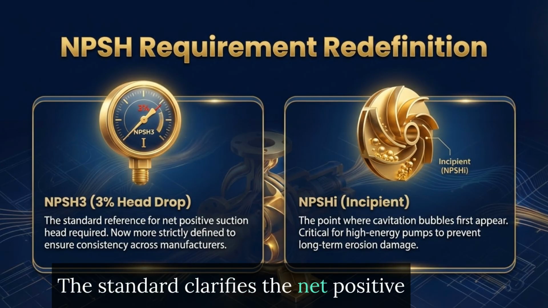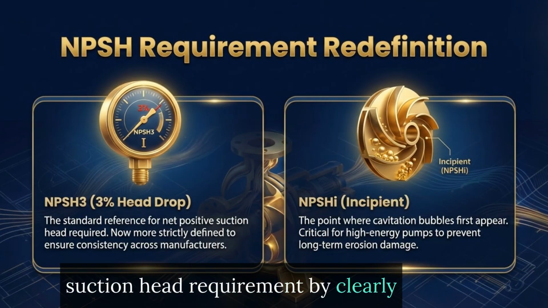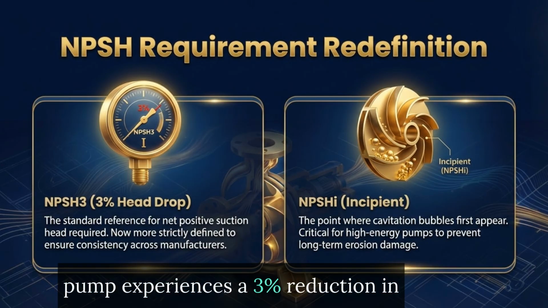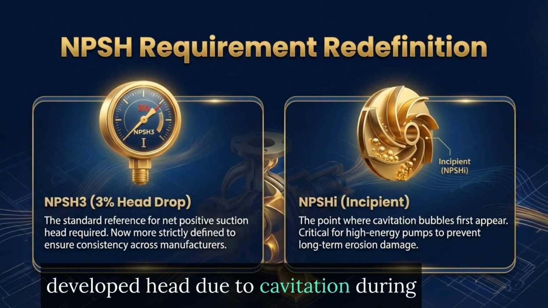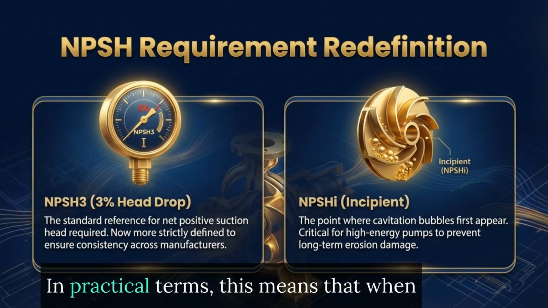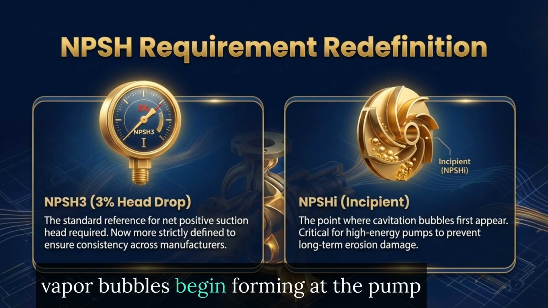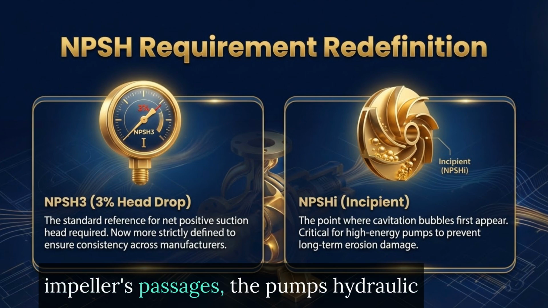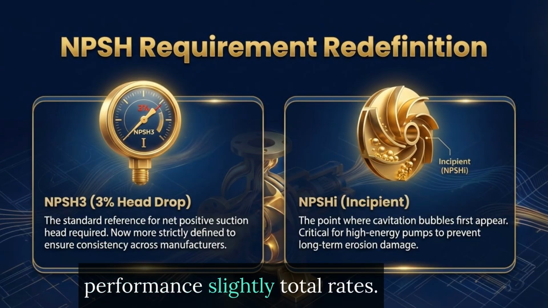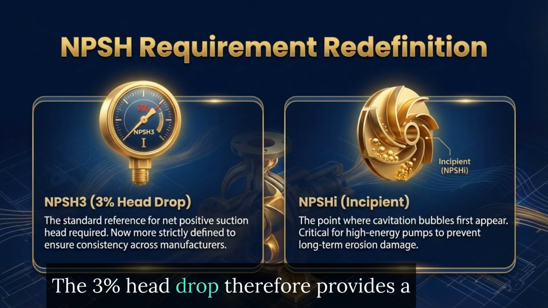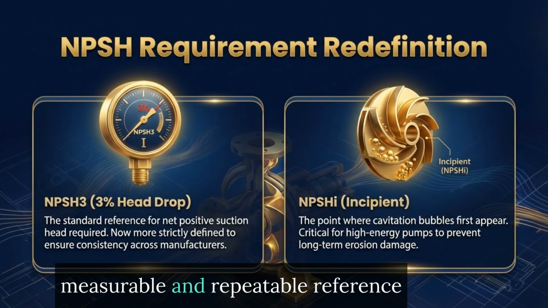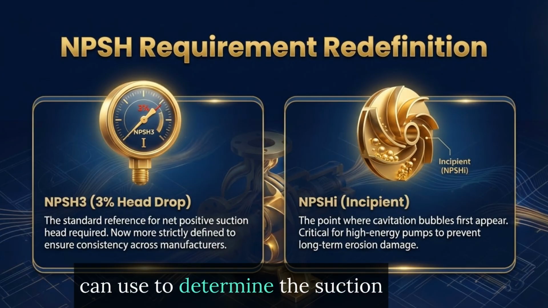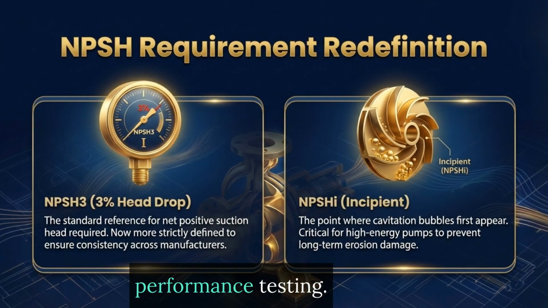The standard clarifies the net positive suction head requirement by clearly defining NPSH3 as the point at which the pump experiences a 3% reduction in developed head due to cavitation during testing. In practical terms, this means that when vapor bubbles begin forming at the pump suction and start collapsing inside the impeller's passages, the pump's hydraulic performance slightly deteriorates. The 3% head drop therefore provides a measurable and repeatable reference point that manufacturers and engineers can use to determine the suction performance of the pump during performance testing.